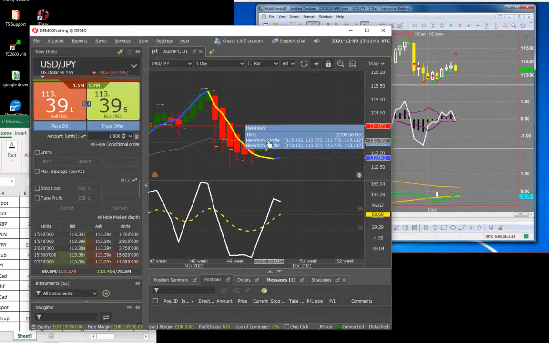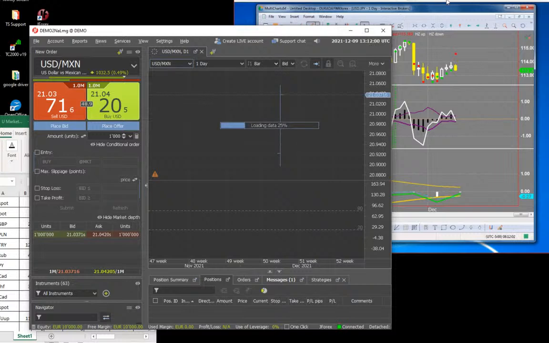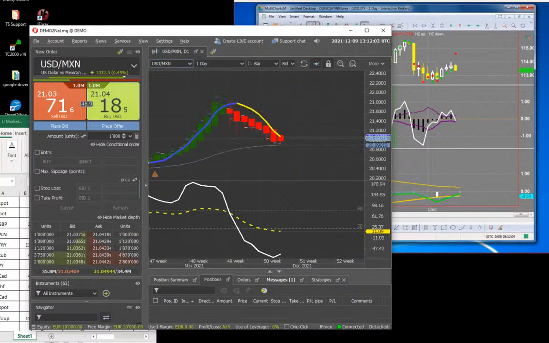And that is what that is doing. Now, the next thing we take a look at is the Mexican peso. Right there. That's the last of the currency pairs that we run through every day.